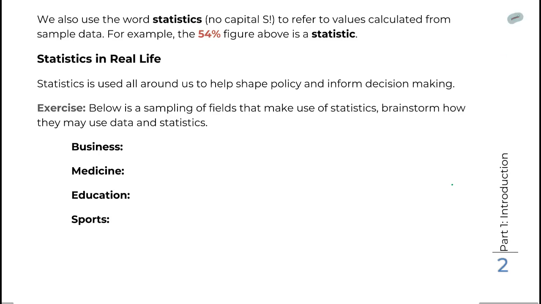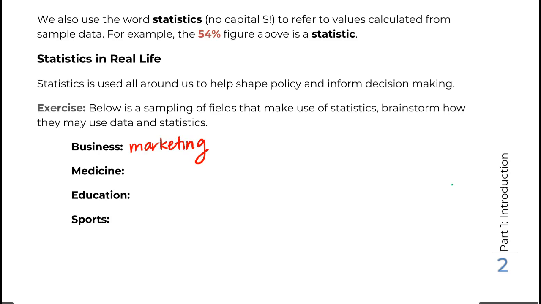And then we also talked in class about statistics in real life. I'll just quickly give us some examples of how these different fields might use statistics. I choose these because usually I have a lot of business, nursing majors in class, and then all of us should be interested in education because we're in school, and sports is usually an easy one to get people interested in as well.